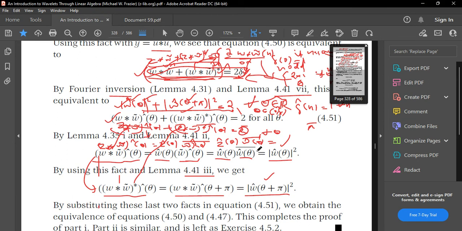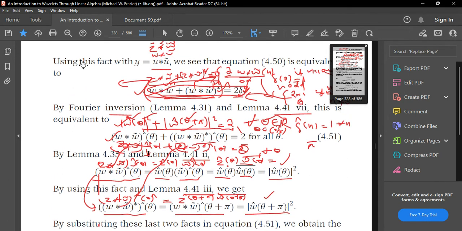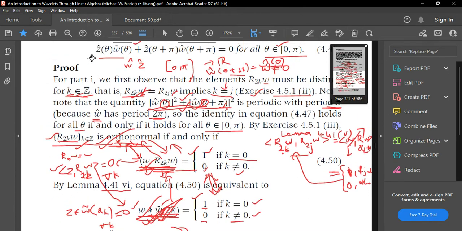Yes, we now move to S. At this stage we can write this as z cap of theta into w cap of theta conjugate, and this z star of w tilde, the whole star of theta cap, can be written in this format: z cap of theta plus pi into w cap of theta plus pi, whole conjugate. So this equation becomes now in this format.